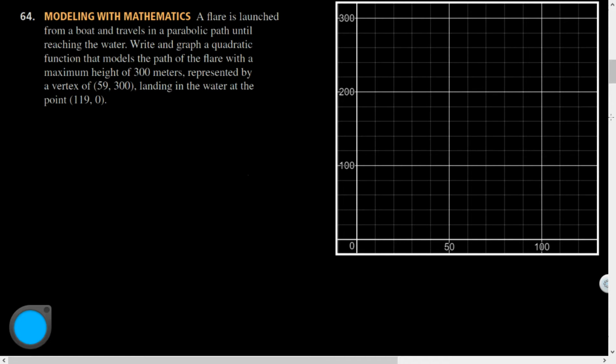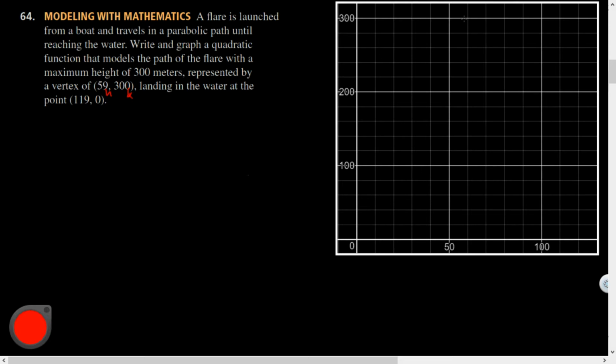No, not right now. So let's interpret this. A flare is launched from a boat and travels a parabolic path until reaching the water. Write and graph a quadratic function that models the path of the flare with a maximum height of 300 meters occurring at this point. So there's our H and K.